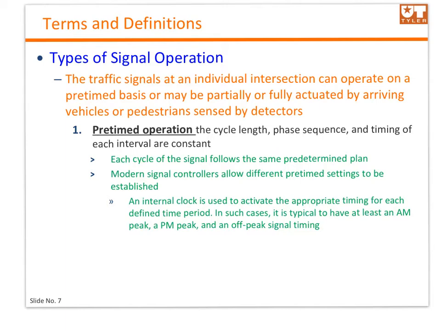So now instead of having one pre-timed setting, with the new technology and the advancement in controllers of those signals, we can have preset different pre-timed operations. So it's still pre-timed, it still doesn't change with the volumes of vehicles at certain times, but at least there are certain pre-timed settings for the AM peak, the PM peak, and even the off-peak signal timing.